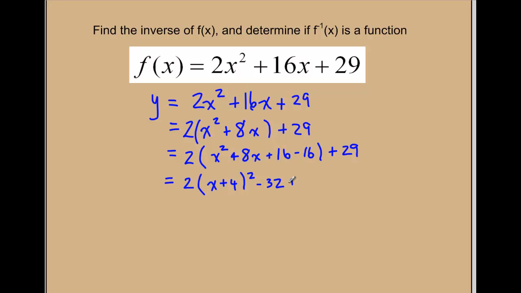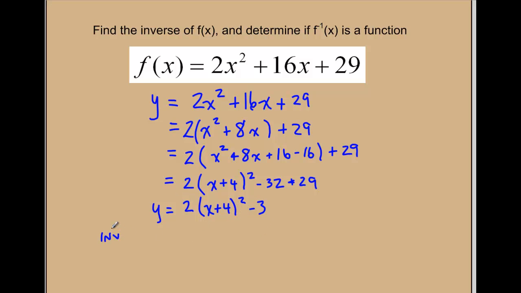And then add the 29. And we can see that negative 32 plus 29, well, we're just left with a negative 3. I'll just fix that up there. So my final equation here is y equals 2 bracket x plus 4 all squared, and then minus 3. Now this is way easier to find the inverse of, so let's do that.